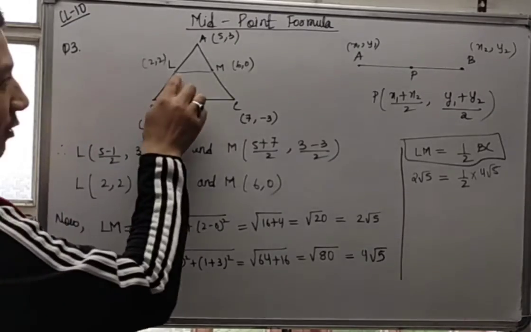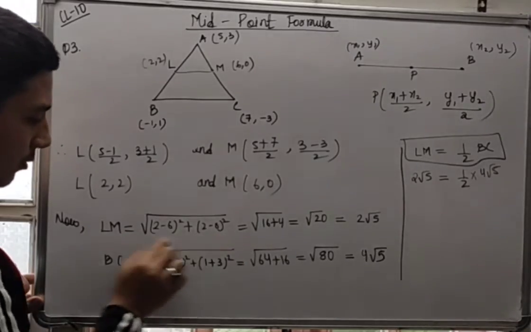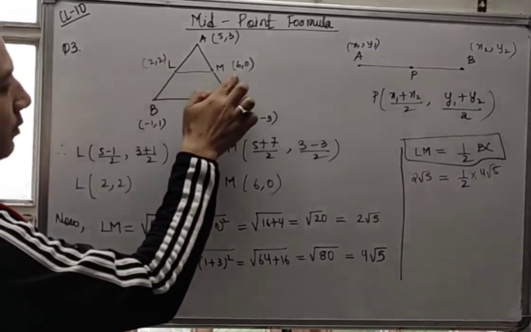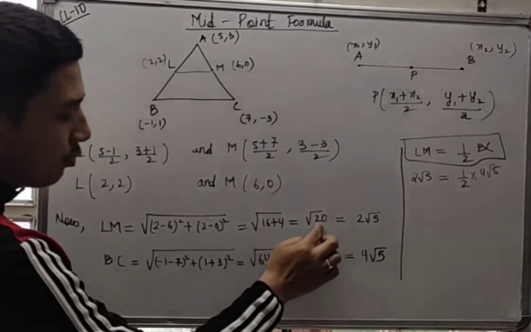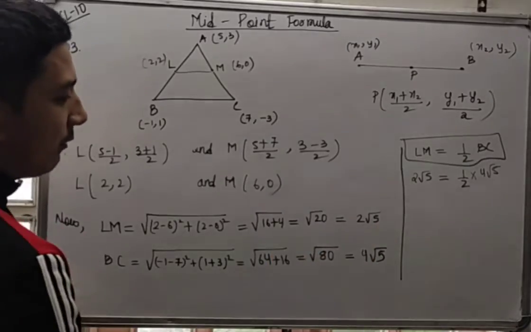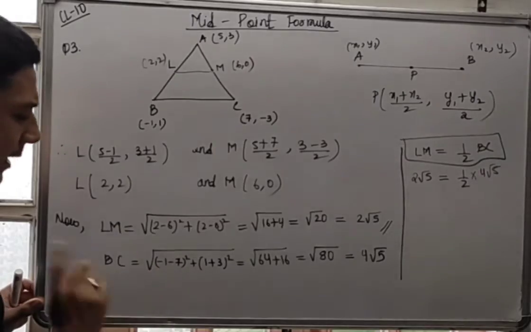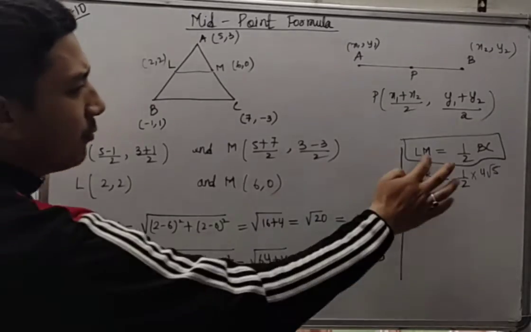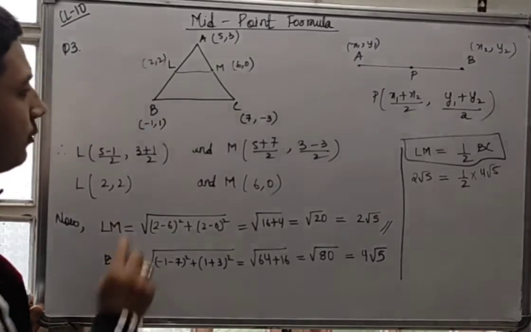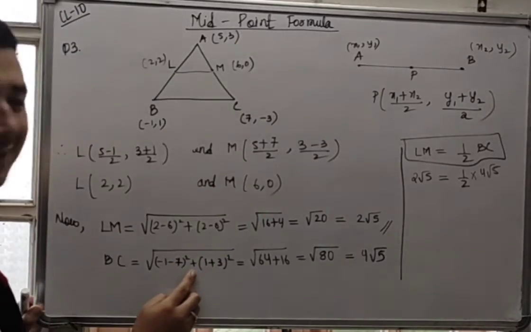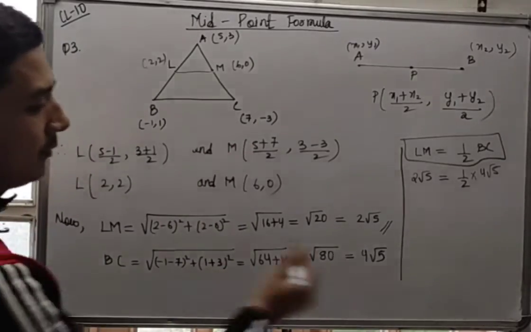So use your distance formula, LM, and we will be getting LM as this. Please check. 2 minus 6 whole square plus 2 minus 0 whole square. You simplify, you'll get root 20. Root 20 means 2 root 5. Similarly BC. And why am I finding LM and BC? Because I have to prove this relation, LM equals to half BC. BC is equal to -1 minus 7 whole square plus 1 plus 3 whole square, which will give you root 80, which is 4 root 5.